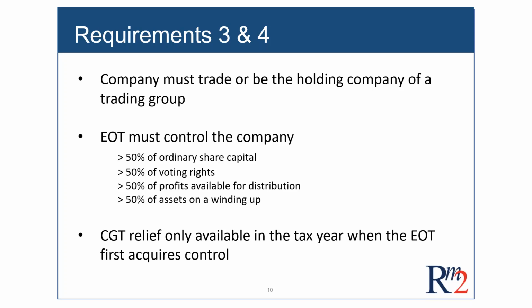I've mentioned the one at the bottom in that the CGT relief is only available in the year in which control passes. This is very important if you want to sell different tranches. It does mean that most businesses that do an EOT, the owners do actually sell 100%. It's something like 80% of all businesses going through the EOT transaction. 100% of the equity is sold.